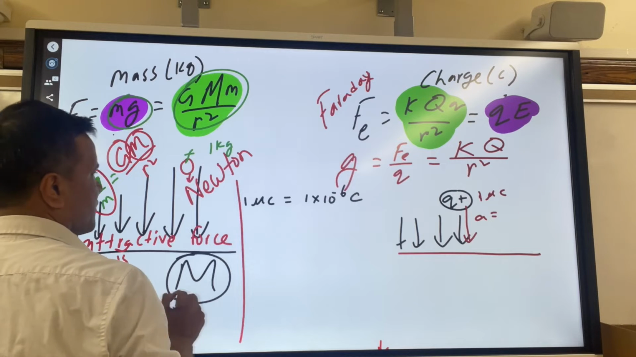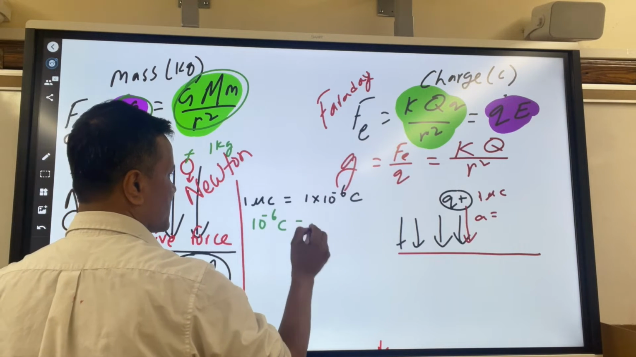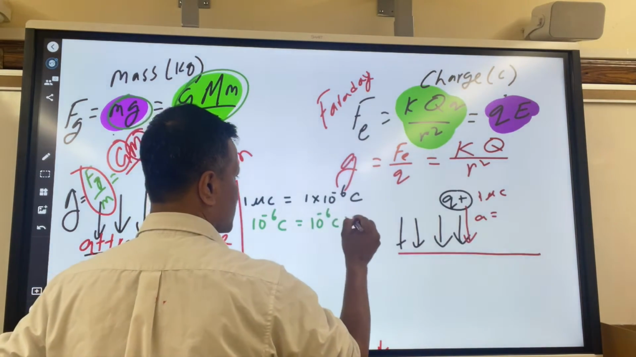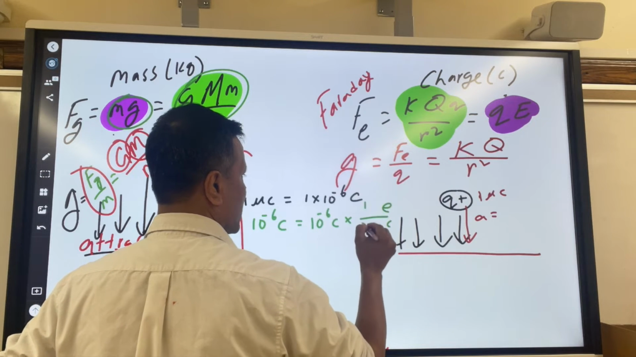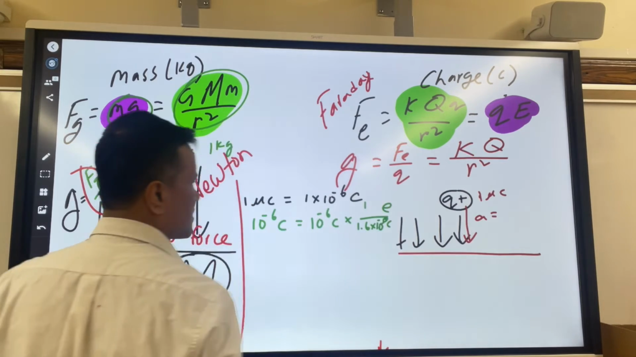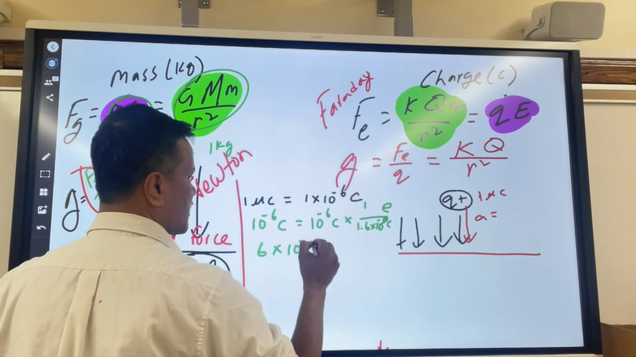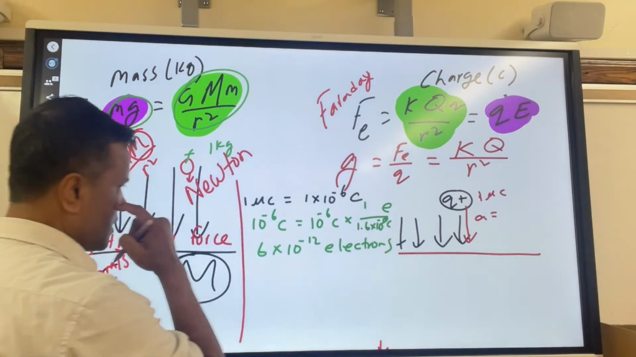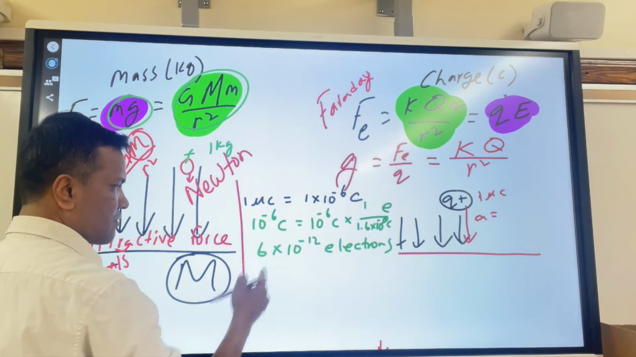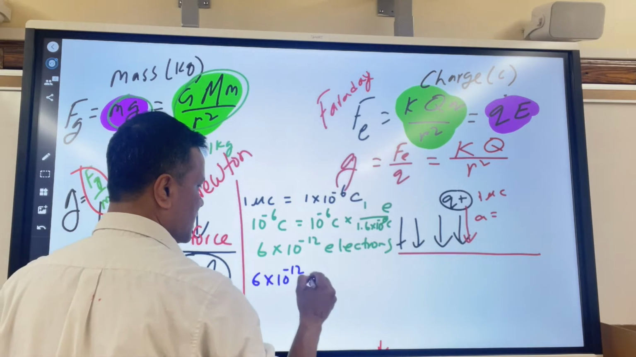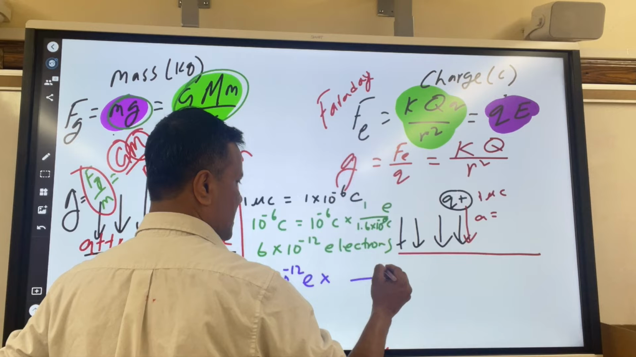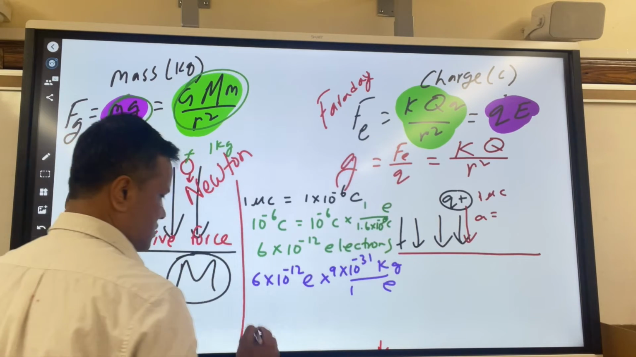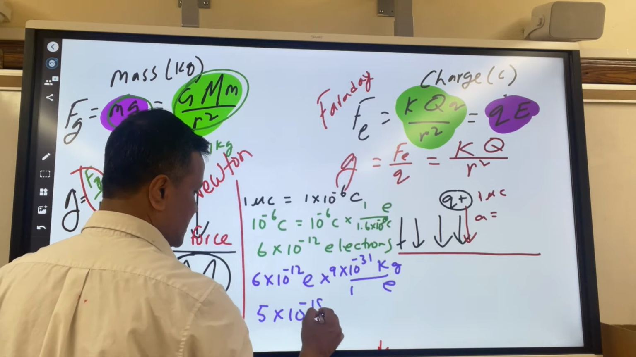And then we want to find how many electrons 10 raised to negative 6 coulomb is. 1 electron is 1.6 times 10 raised to negative 19 coulomb, so you have about 6 times 10 raised to 12 electrons. All right, now you want to find how many kilograms that is. So 6 times 10 raised to 12 electrons times, you want electrons to cancel and kilograms over here, 1 electron is 9 times 10 raised to negative 31 kilograms. So you have about 5 times 10 raised to negative 18 kilograms.